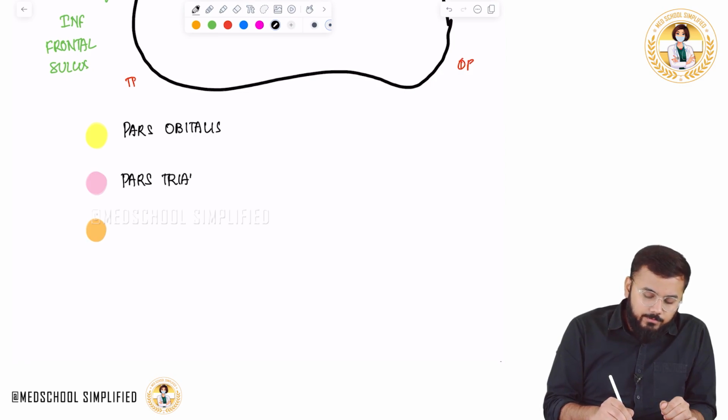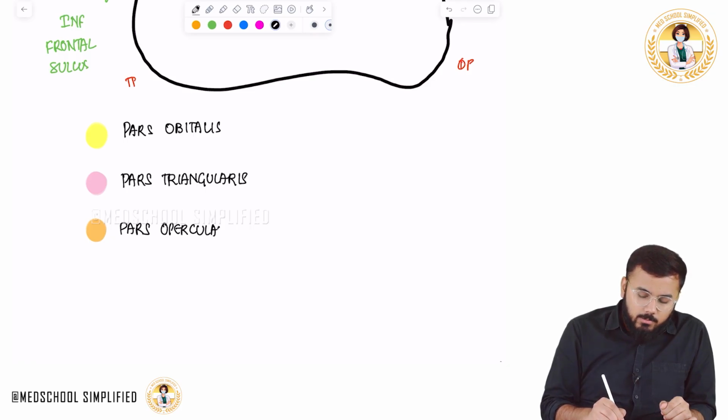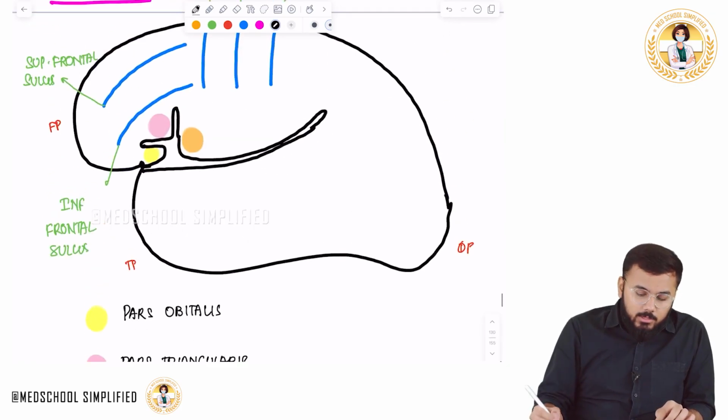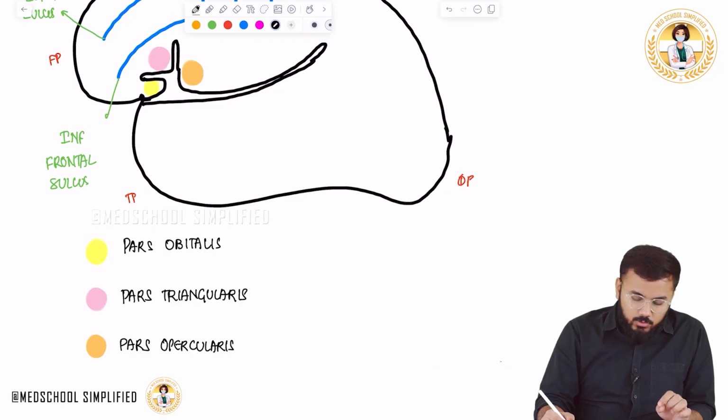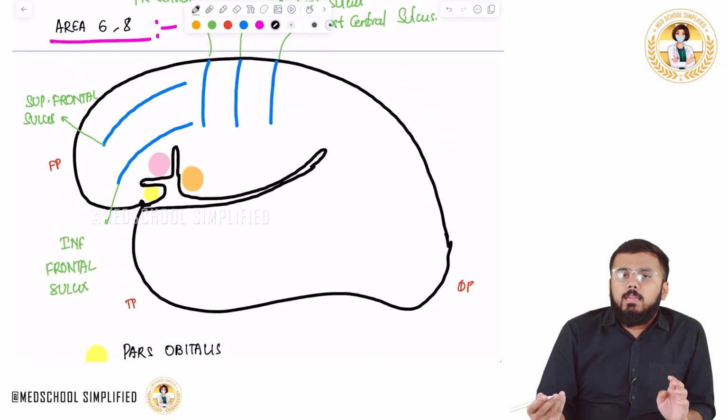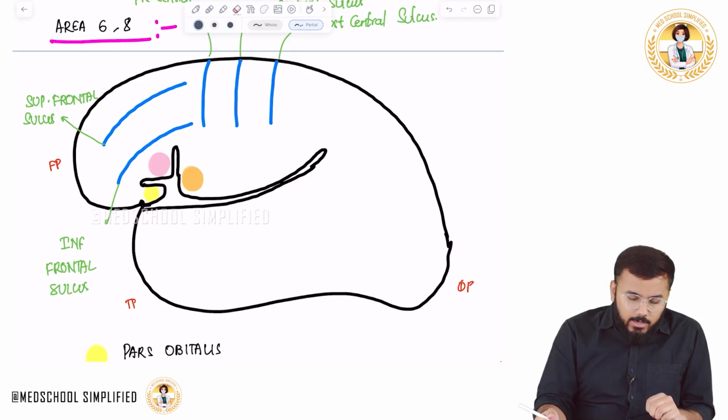Triangularis. And the third area you have got is pars opercularis. Okay. So this yellow color area over here is pars orbitalis. Next you have got is pars triangularis, and the last one is called as your pars opercularis. Now here, where is your area number 6 and where is your area number 8?